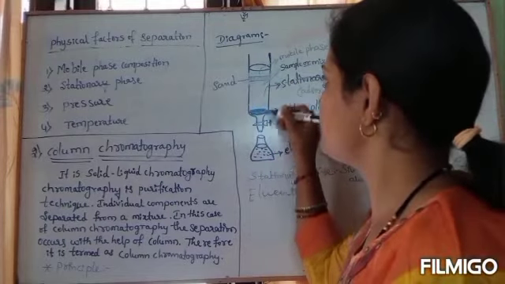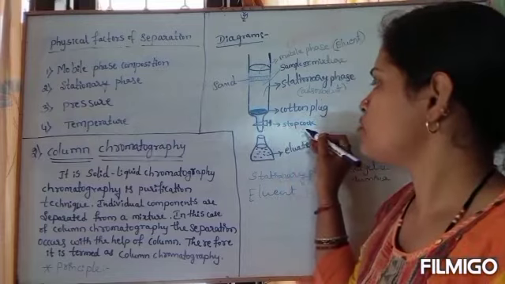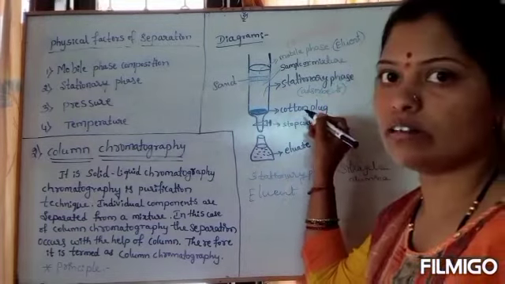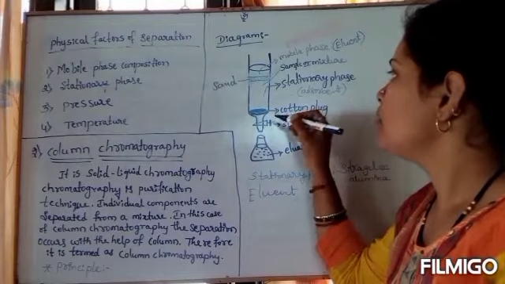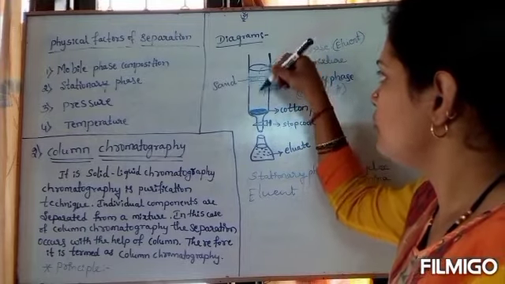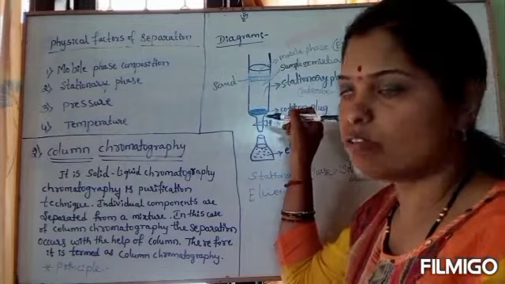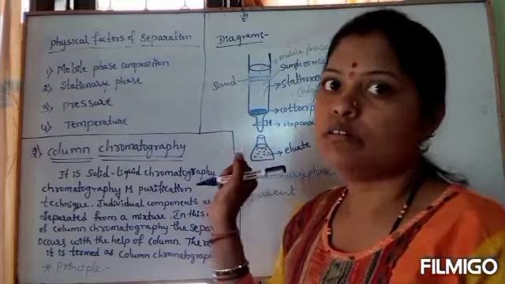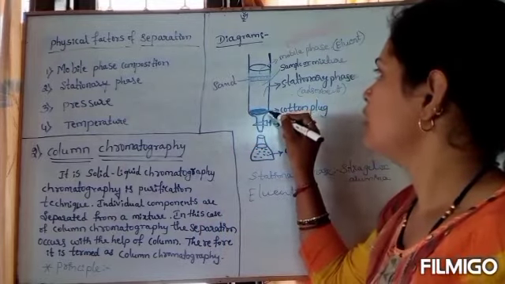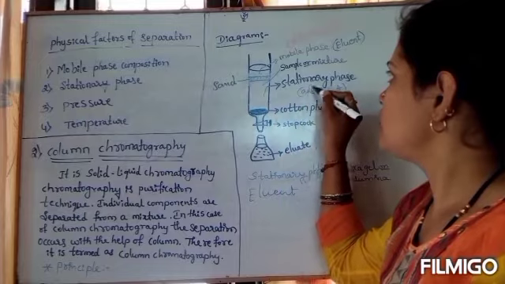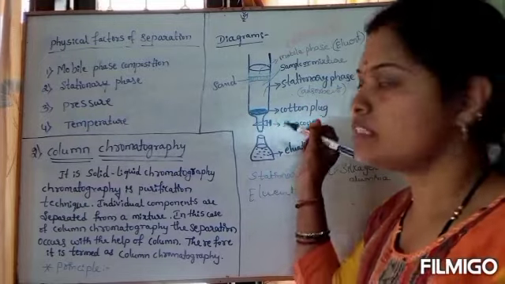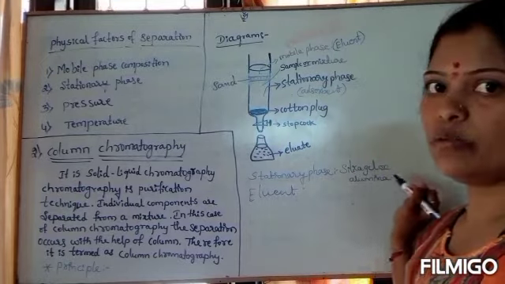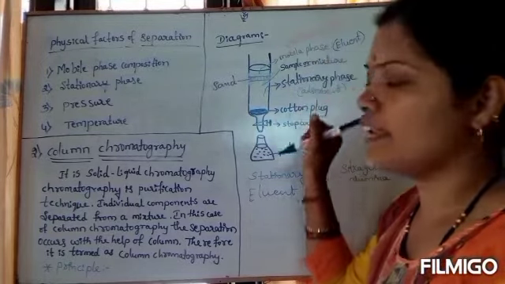We take the glass column, and at the bottom there is a stopcock. Above the stopcock they place cotton, called a cotton plug, so that whatever is filled in the glass column cannot pass through. Next comes the solid stationary phase, called the adsorbent. It may be silica gel or alumina. They pour it into the glass column.